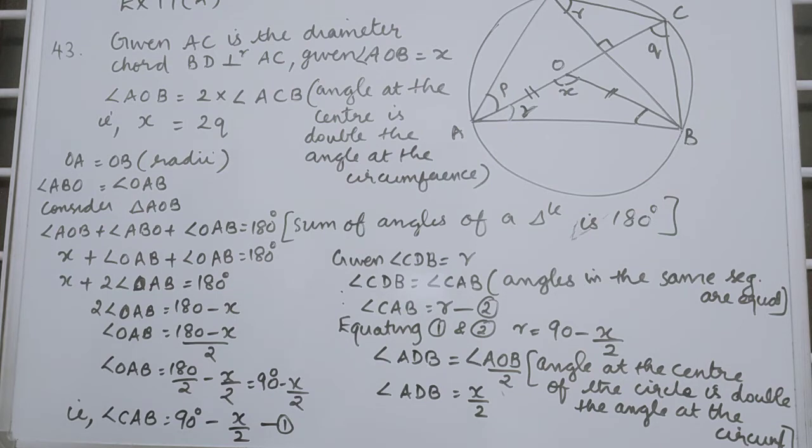First, from equation number 1, we got CAB as 90 minus x by 2. Now we have CAB is equal to R. Equating 1 and 2, the left side is CAB in both, so we can equate the right sides. So R is equal to 90 minus x by 2. That is angle ADB. R is equal to 90 minus x by 2.